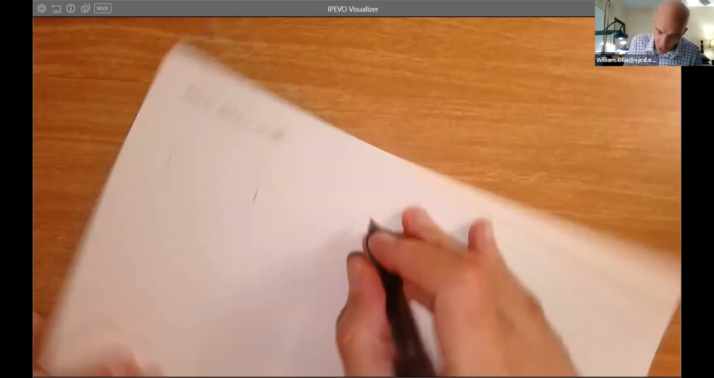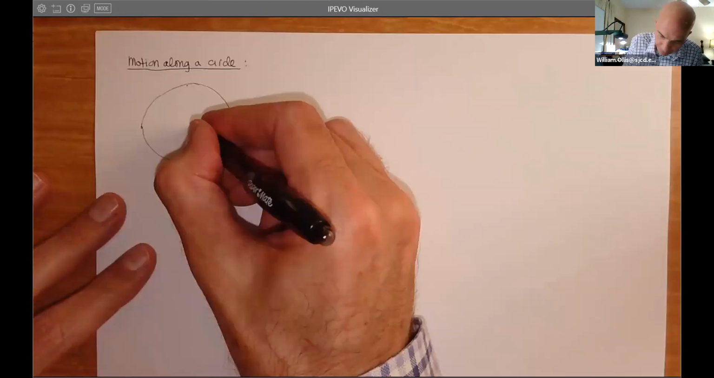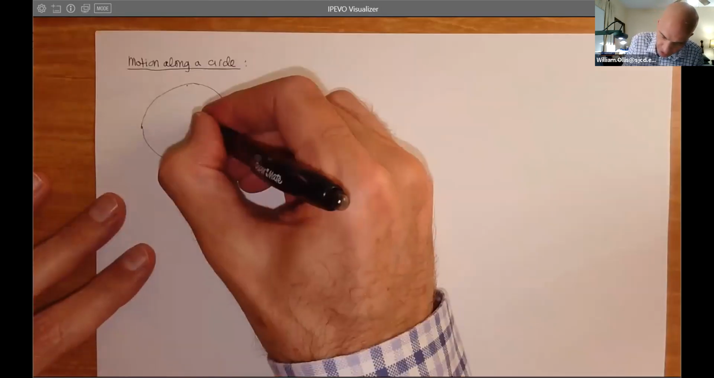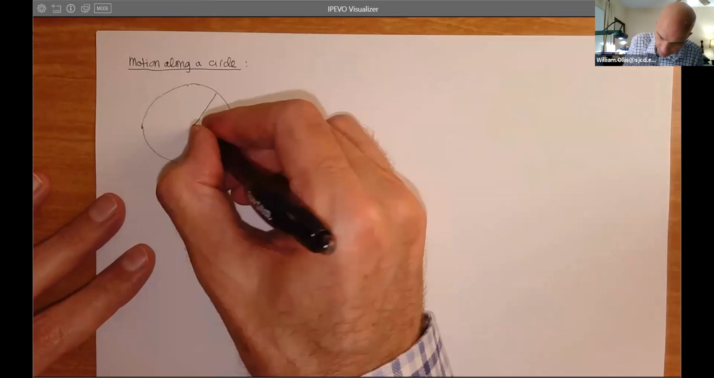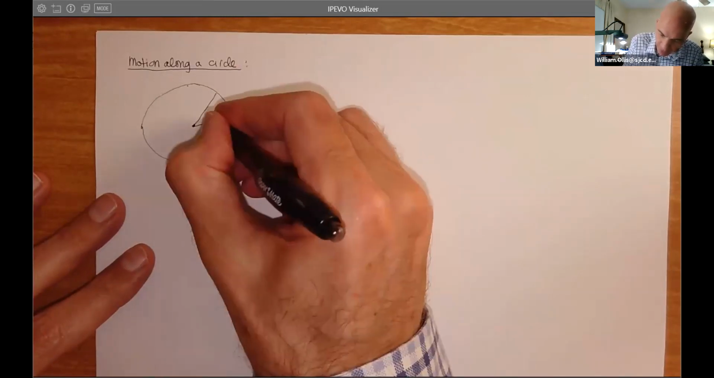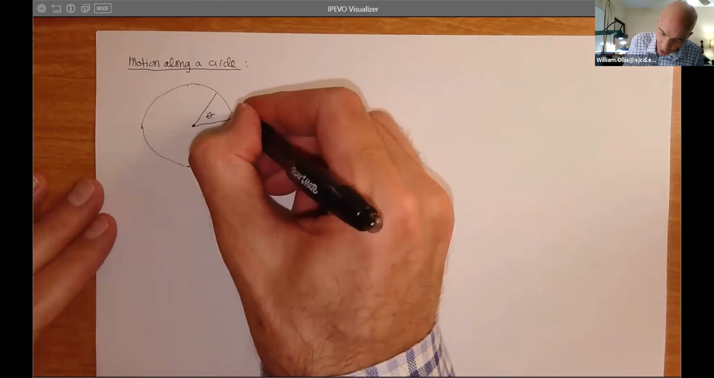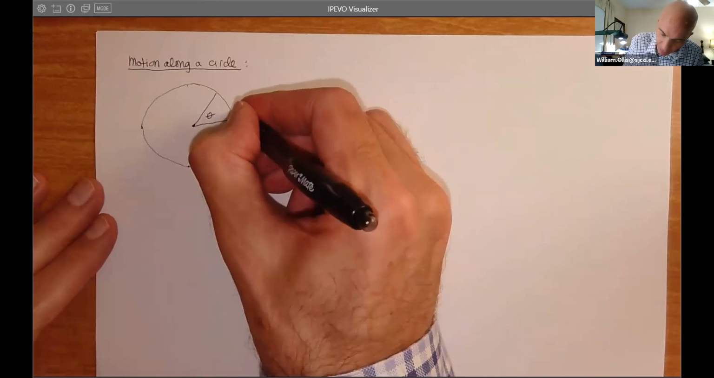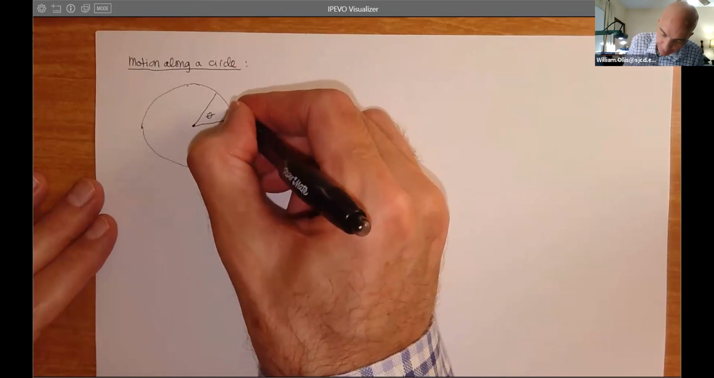So when we think about a circle, we can just do an arbitrary sector, and we think of an arbitrary angle. And we think of motion along the circle, say like your little ant moving along the circle.